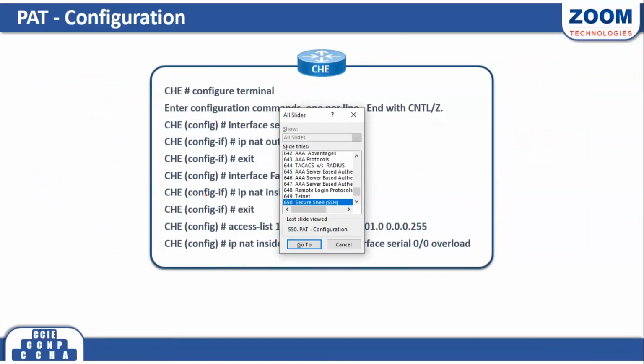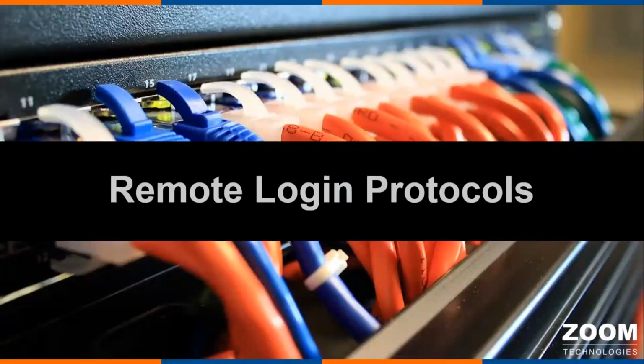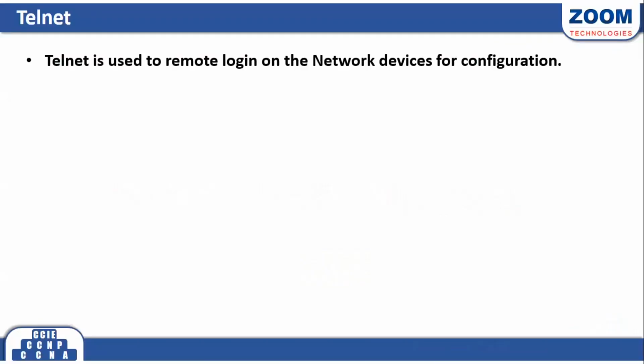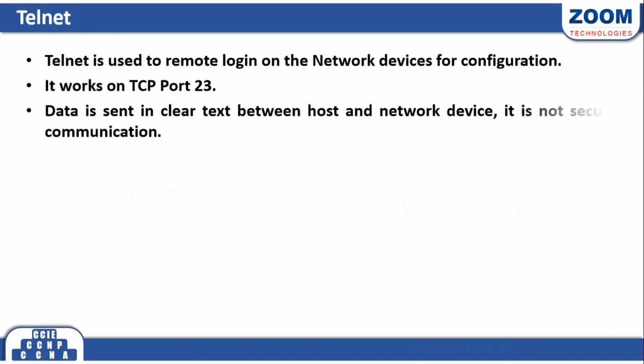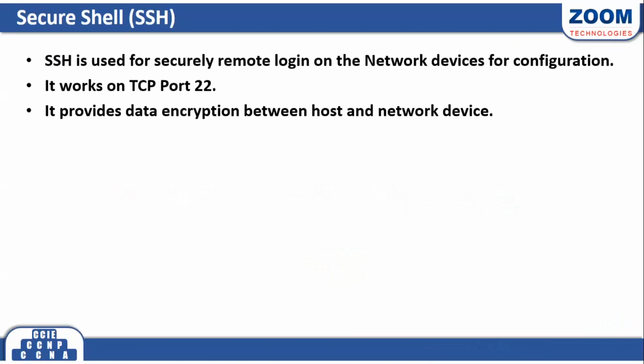Now tell me what is the difference between Telnet and SSH? Clear text and encrypted. Both are remote login protocols. Telnet is used to remote login on a networking device for configuration purposes. Port number 23. Data is sent in clear text format between network devices. It is not secure communication. Then which is secure communication? SSH is used for securely remote login on a network device for configuration purposes. Port number 22. It provides data encryption between host and network device.